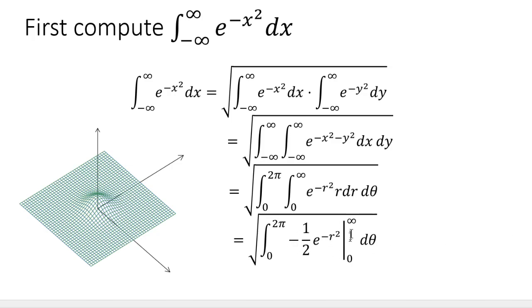And then once you have this, then you can plug in infinity. e to the negative infinity is 0, so you don't get anything when you plug in infinity. When you plug in 0, you get 1, but you're subtracting the negative 1/2, so you end up with positive 1/2.